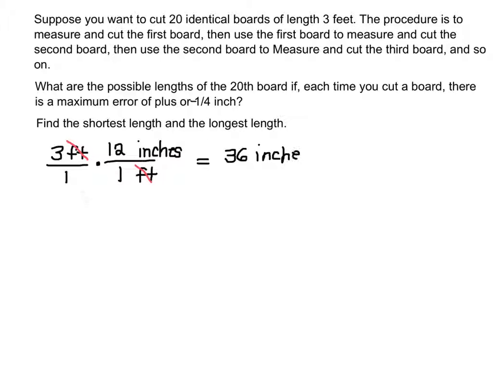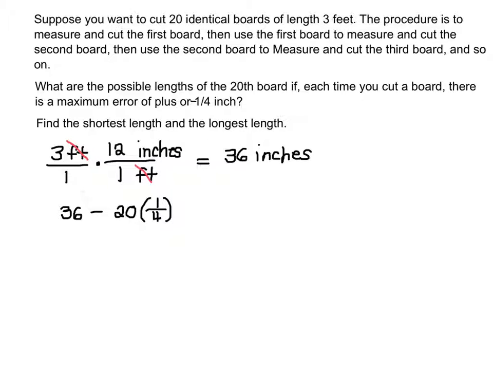So what we want to find is the shortest board. If it's 36 inches and we cut that 36-inch board 20 times, each time there could be a gain or a loss. So if it's the shortest, we would take the 36 inches and subtract from that the 20 cuts, each having a loss of 1/4.